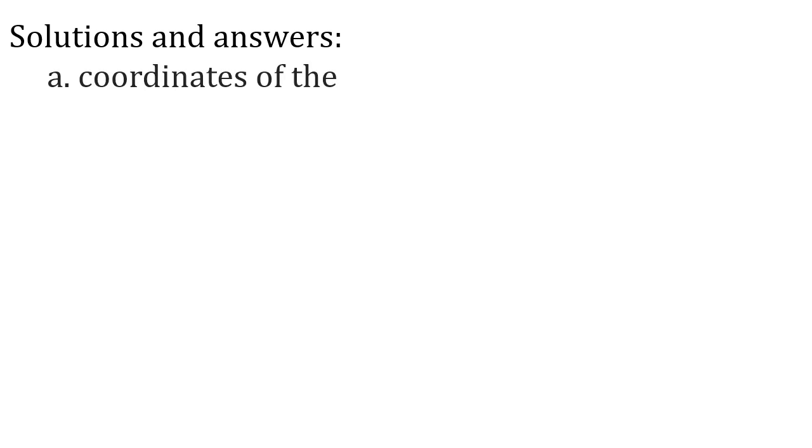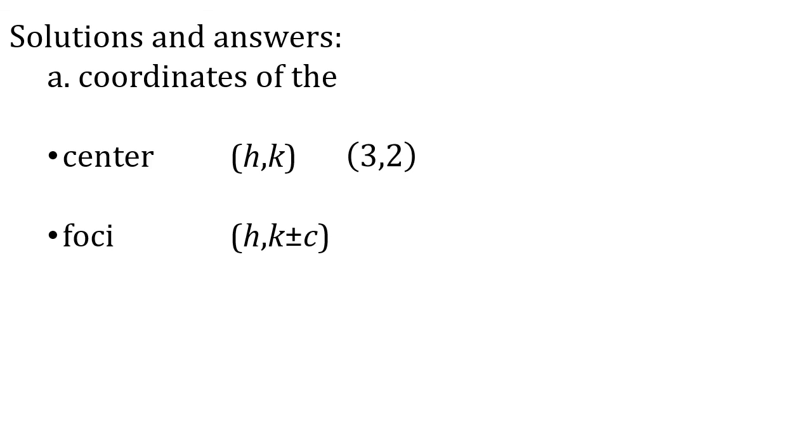So, solution and answers. First, let us find the coordinates of the center. So (3, 2), based on the standard form of the equation. And then the coordinates of the foci. So let us solve for c first. c squared equals a squared minus b squared.